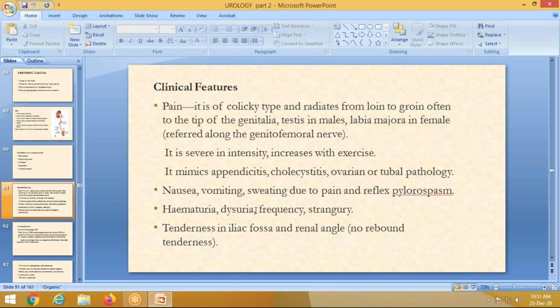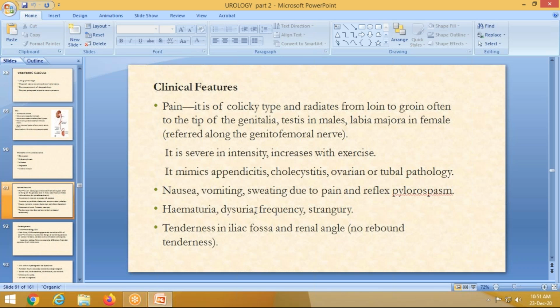So what are the clinical features a patient may have when developing ureteric calculus? First, patient may develop pain, that is a colicky pain that radiates from the loin to groin. Groin means from the lumbar region to the inguinal region, because the course of the ureter is like that. So the kidneys are located in the lumbar region. So from the lower part or middle part of the kidney, the ureter develops and goes down towards the groin region. So the pain is radiating from the loin to the groin.